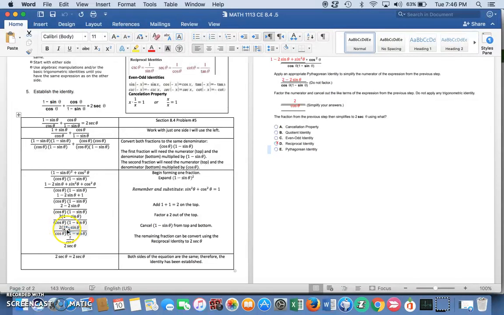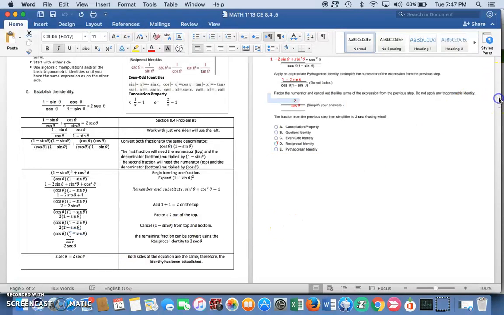Write it again. Those two will cancel. The 1 minus sine thetas cancel. Then you have 2 over cosine. Cosine is the reciprocal of secant. So when cosine's on the bottom, you can change it to secant. So it becomes 2 secant. So we've taken the left side, worked through, and made it 2 secant, which is the same thing the right side was. So both sides are the same. We've established the identity here.